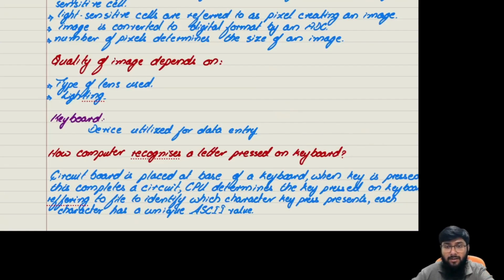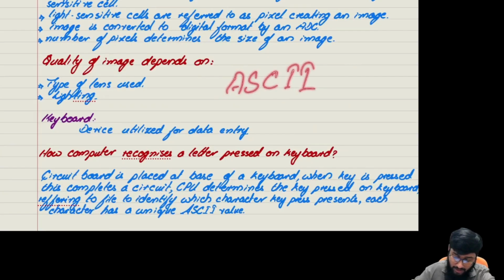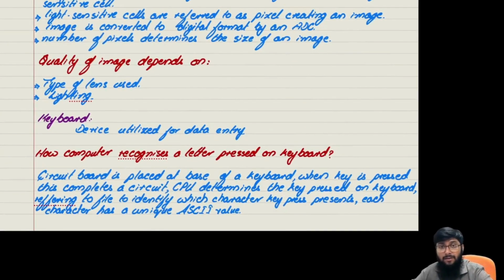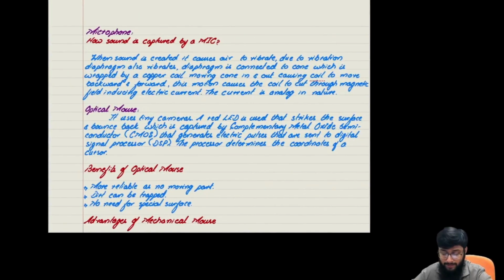Now once it has been converted into the digital format, it will give an equivalent ASCII code, the American Standard Code for Information Interchange. So the microprocessor can now understand which key you have pressed. If you can see over here, a circuit board is placed at the base of the keyboard. When a key is pressed, this completes the circuit. The CPU determines the key presses on the keyboard, referring to a file identifying the character key presses. Each character has a unique ASCII value. So this was the thing that they have explained over here.